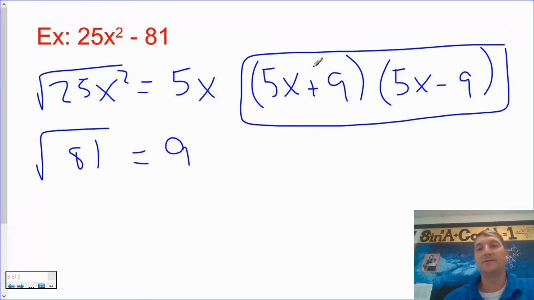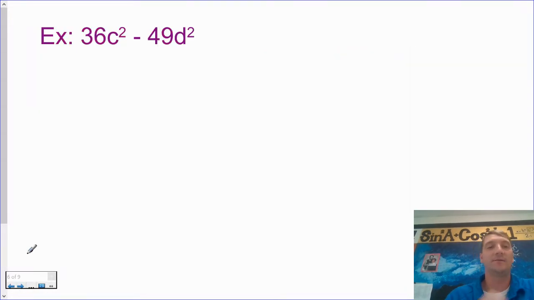And again, if you wanted to distribute these out and confirm that you're getting that, that's a great idea too, because it's easy to make mistakes. I get a lot of people giving me that answer would be 5x plus 81 and 5x minus 81 because they forget to take the square root. That happens, so just be careful.